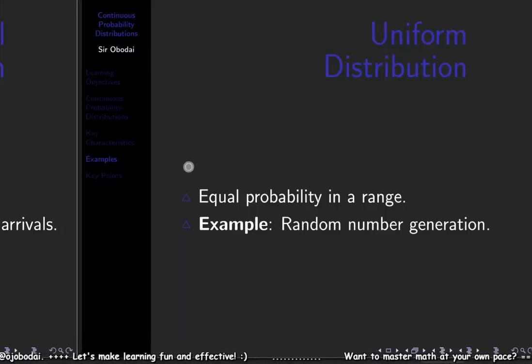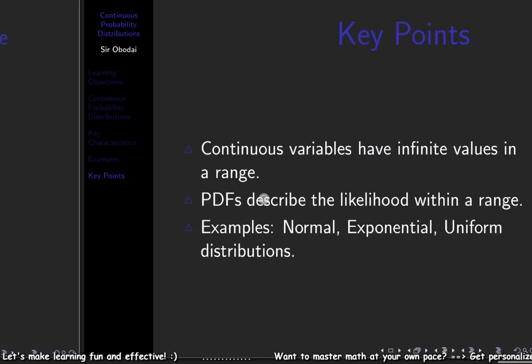So these are examples of the distributions we will be working on in these continuous random variables. What are the key points we have spoken about? Continuous random variables have infinite values in a range. We have also said that the probability density function describes the likelihood within a range. And we've looked at some examples: the normal, the exponential, and the uniform distributions. Stay tuned for more, even as we dive into these distributions.